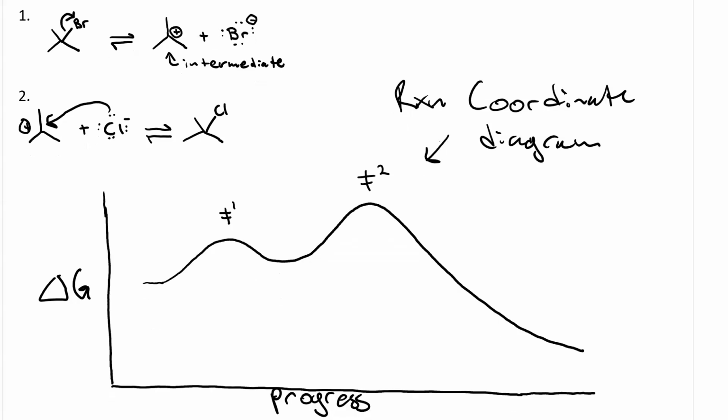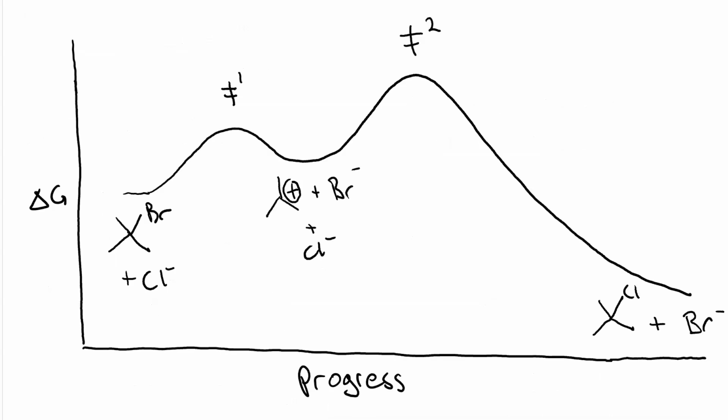So now we can fill in the structures present at each point. There are our reactants. There's our carbocation intermediate, and the bromide ion, and the chloride ion. And our final product, we have the 2-chloro-2-methylpropane plus the bromide ion. Here's a zoomed in view.